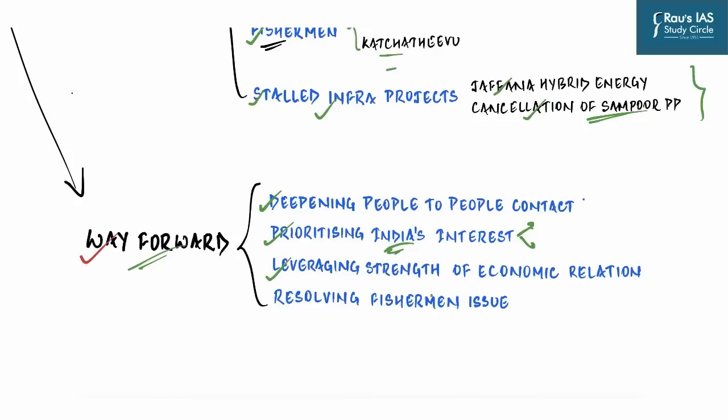Then India should leverage the strength of its economic relation with Sri Lanka, because we have seen that India is the largest trading partner of Sri Lanka in the South Asian region. And then resolving the fishermen issue should be kept on priority, because this is what creates a domestic pressure on both the countries.